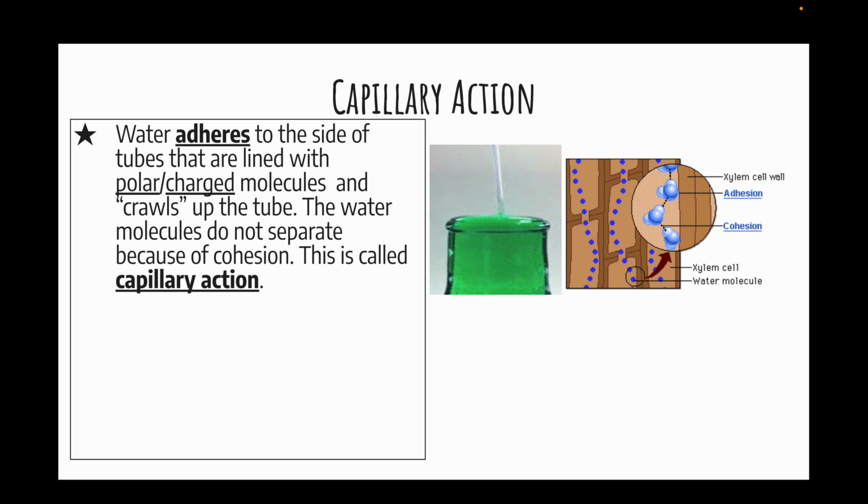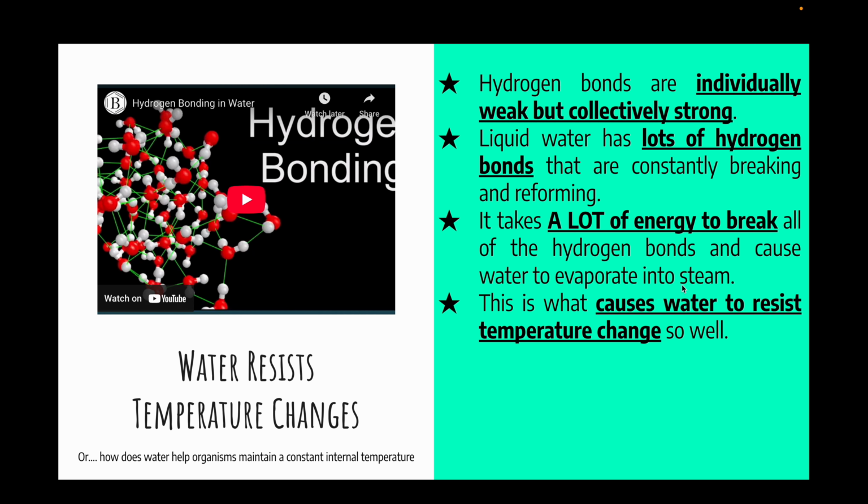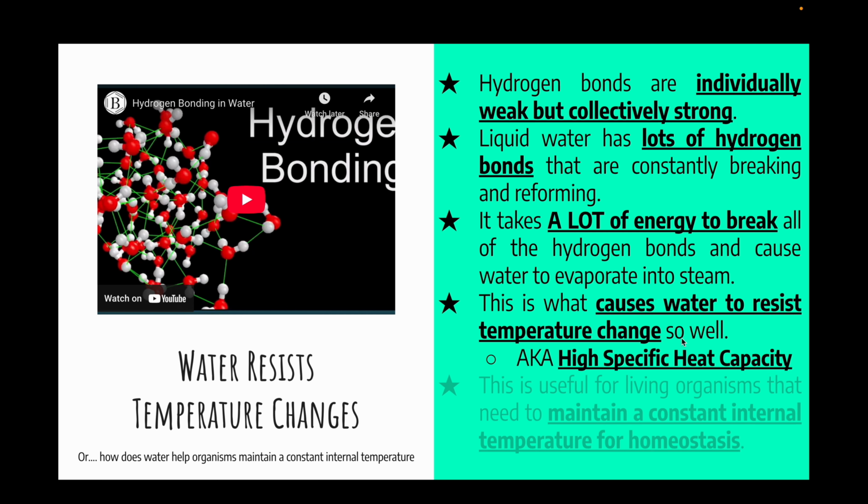All right, and so like he said, hydrogen bonds are individually weak, but together they're very collectively strong. Liquid water has lots of hydrogen bonds that are constantly breaking and reforming, but he said it took 100 degrees. So it takes a lot of energy to break all of these hydrogen bonds and cause them to evaporate, right? And this is what causes water to resist temperature changes so well. This is called high specific heat capacity, and it's useful for a lot of living organisms because it helps maintain constant internal temperature for homeostasis. So you could think about our temperature in day-to-day life, right?